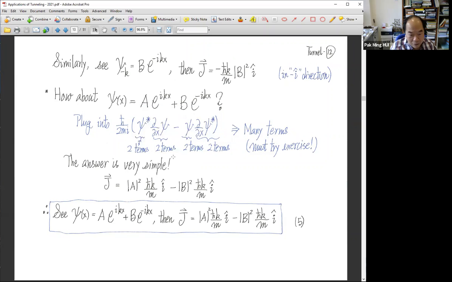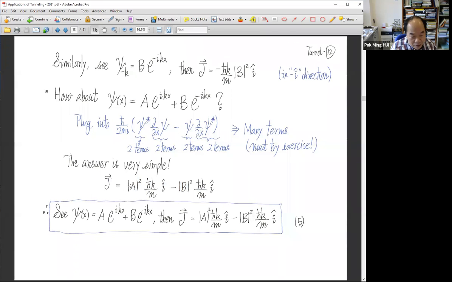Somehow, after you cancel things, the current density is this. Now, I haven't shown explicitly that to you, but this is a must-try exercise.